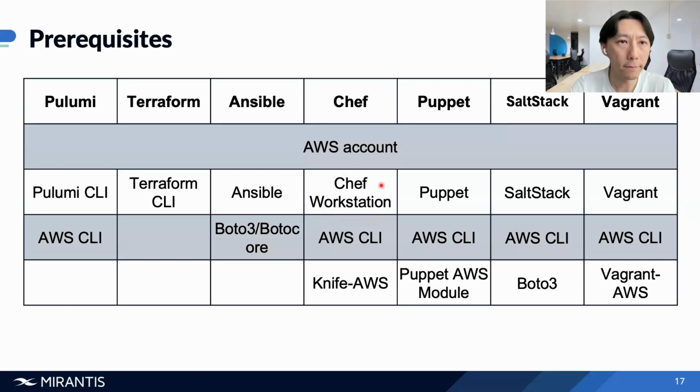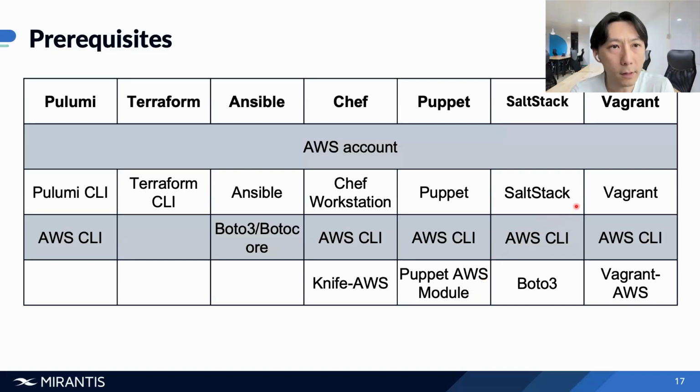With Chef, Chef is more of a server agent and server workstation architecture. So we'll install Chef Workstation. You'll have your Chef server going on, AWS CLI to interact with it. You also have Knife AWS that interacts with the actual compute resources. So we'll have to make sure that these are installed. Similar with Puppet. Puppet, you have the core Puppet components, AWS CLI, and then the AWS modules are additional things that you have to include into your Puppet environment.